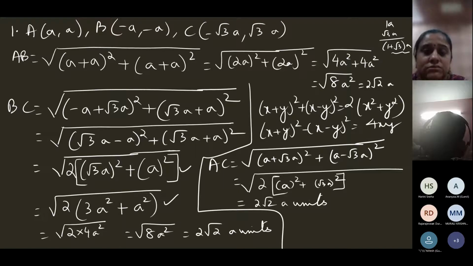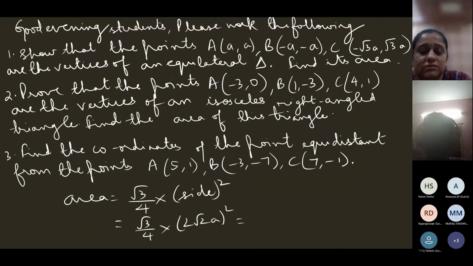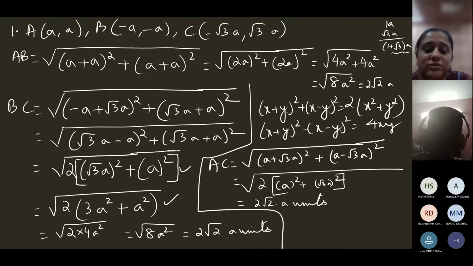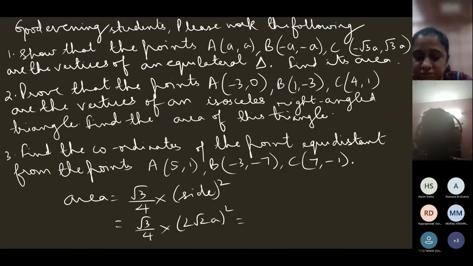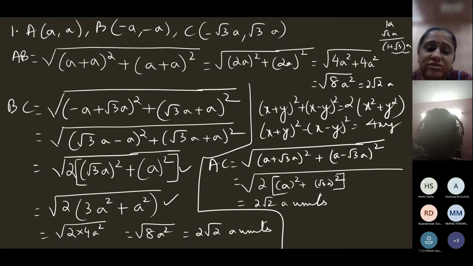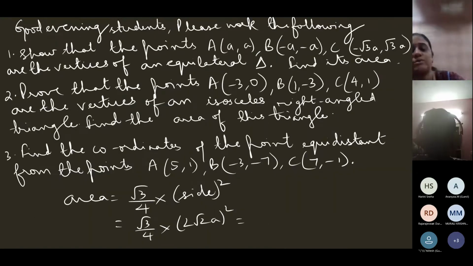Done, children? Yes, ma'am. All right. Please finish the area also. Area is equal to, because it's an equilateral triangle, area is equal to root 3 by 4 into side square. Here you must say that since AB is equal to BC is equal to AC, it's an equilateral triangle. Area of the triangle is root 3 by 4 into side square.